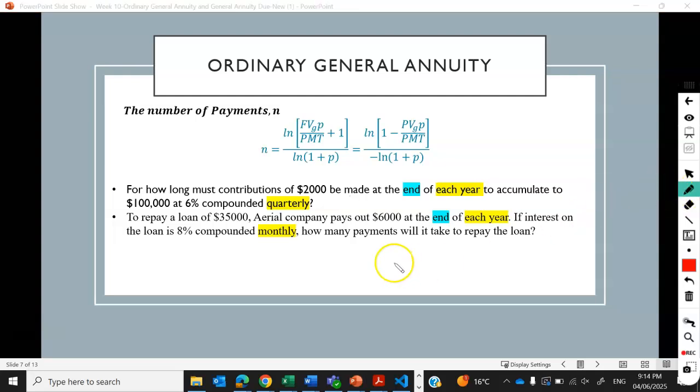Otherwise, always how to calculate the number of years: years is equal to N over payment period. Because in annuity, N denotes the number of payments. So N over payment period. Now payment period is here every year. So N itself will tell you the number of years. You can calculate this one.